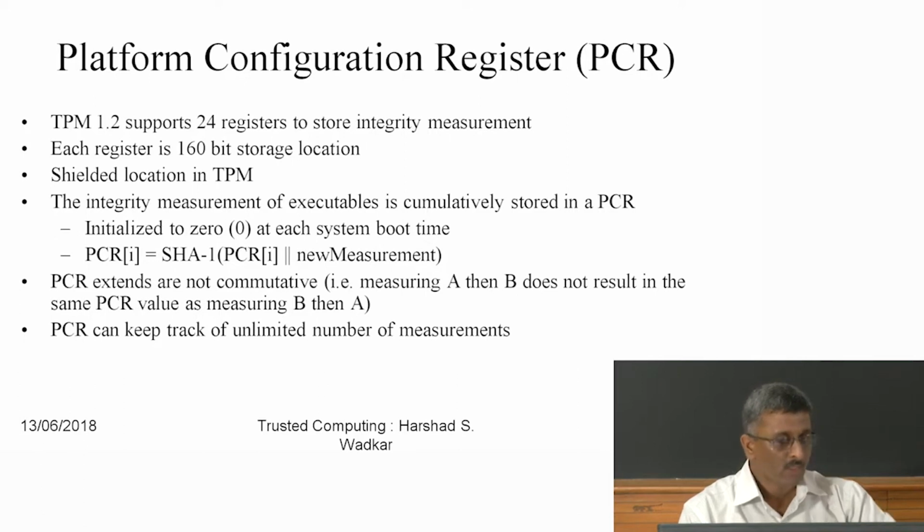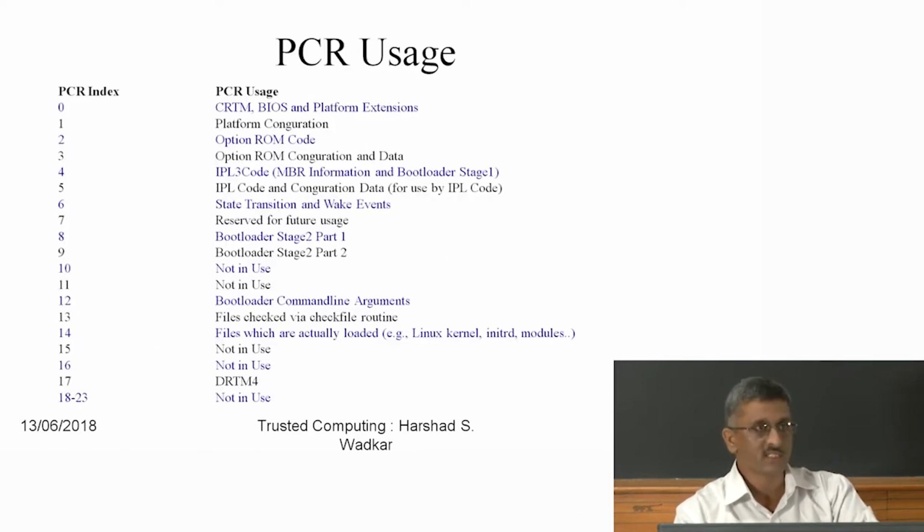This is the list of PCRs 0 to 23. Okay. You can see here the first 1 to 13 are actually used for system purposes. PCR 0 is used for CRTM, BIOS and platform extensions, 1 for platform configuration, 2 is for option ROM code. Go down to line number 8 and you will find bootloader stage 2 part 1. I will show you on a sequence diagram here.